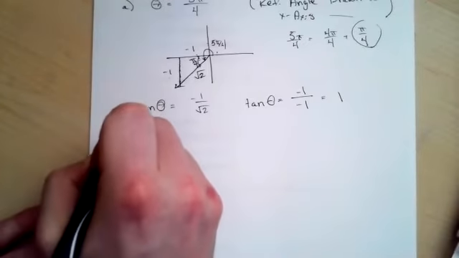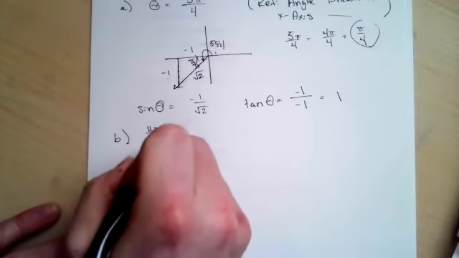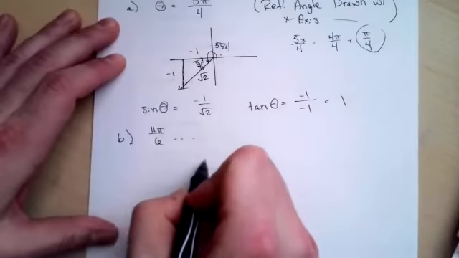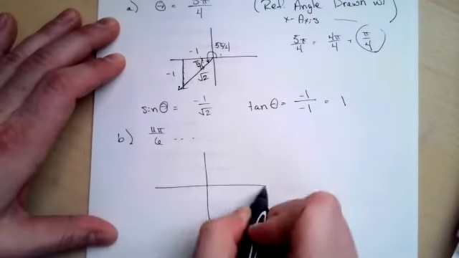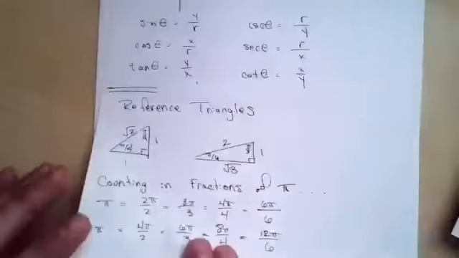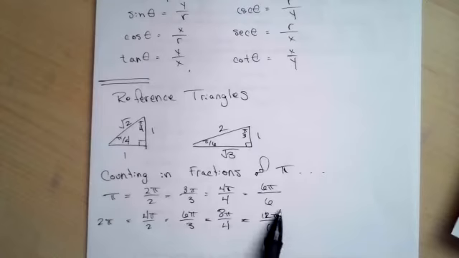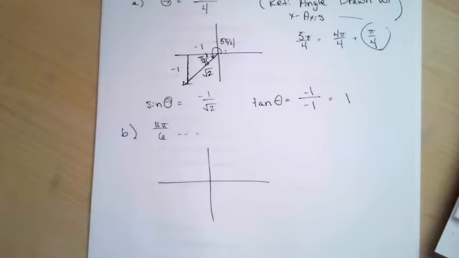Likewise, let's do one more. Let's say 11 pi over 6. So again, how do we find 11 pi over 6? We take a look at the denominator. It's a 6. So we're going to go over here in our fractions of pi. How do we find 11? Well, it's closest to 12. So what is 12 pi over 6?